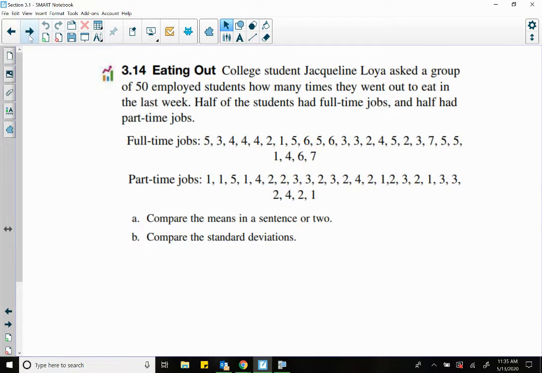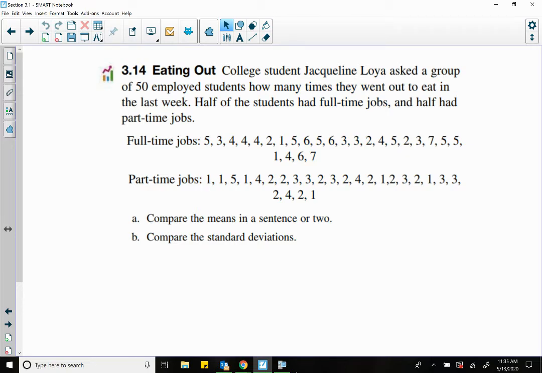So in the next one, it says that college student Jacqueline Loya asked a group of 50 employed students how many times they went out to eat in the last week. Half of the students had full-time jobs, and the other half had part-time jobs. So again, down here it says compare the means and compare the standard deviation. So that means you need to find the mean and the standard deviation for full-time and the mean and the standard deviation for part-time. This is where StatCrunch would be a little bit better because you can actually bring both of those pieces of information up on the screen.